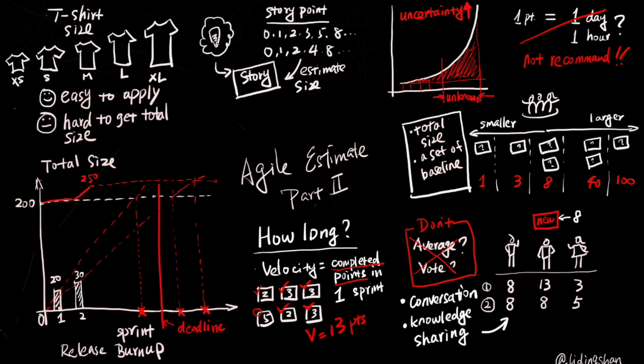Let's wrap up today's sharing. We discussed some particular Agile estimation methods, mainly focused on story point estimation. We have talked about what it is, how to apply it in the team, and how to use it with velocity together to predict the possible end sprint.